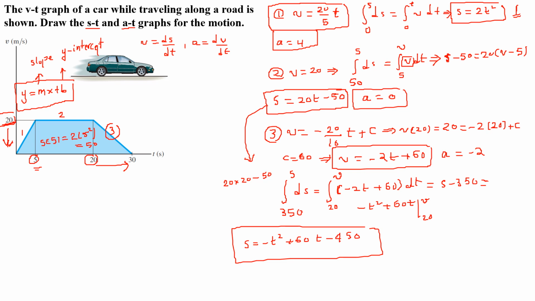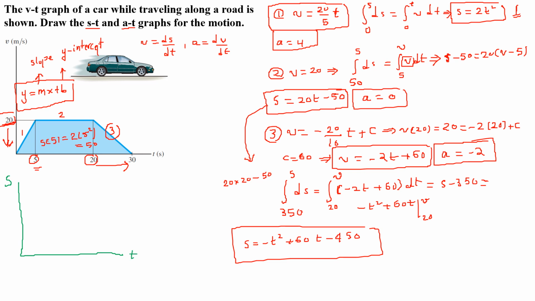Okay. Now what about the a? You know, we have found a before to be negative 2, just the derivative of the velocity function. Okay, so now we can draw our st and at graph since we have all the functions. Let me start with the st. That's the s and the t.